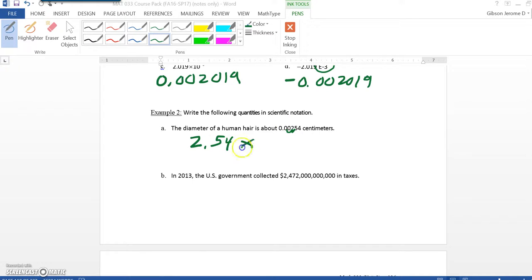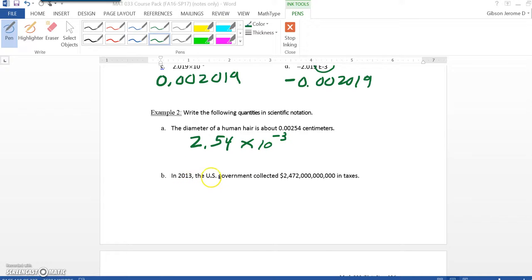Okay, now it'll be times 10 to some power. Now we have to determine the power. When we move the decimal to the right, the power will be negative. So it'll be times 10 to the negative 3 power.